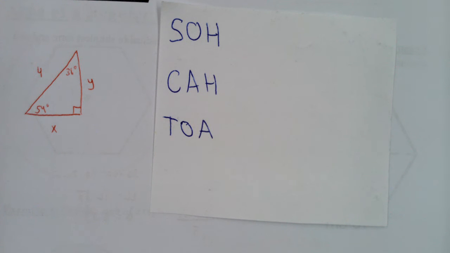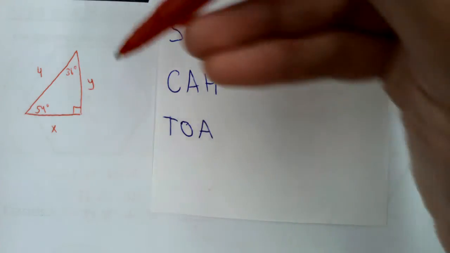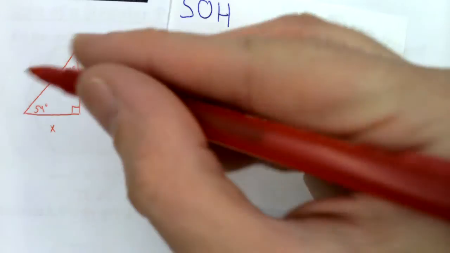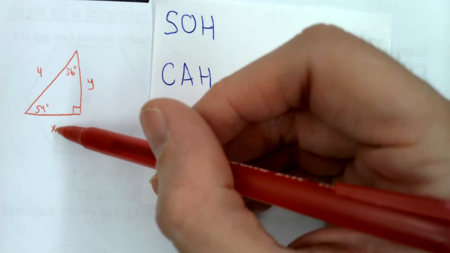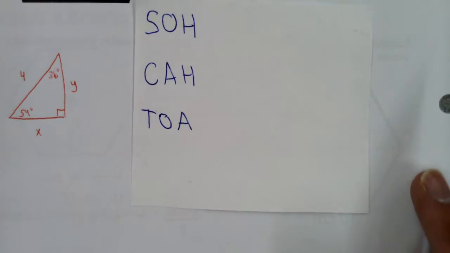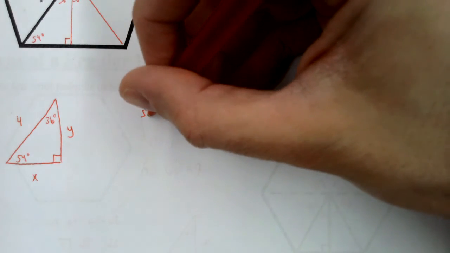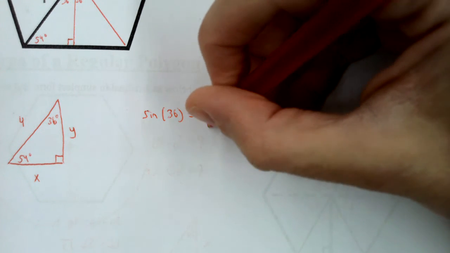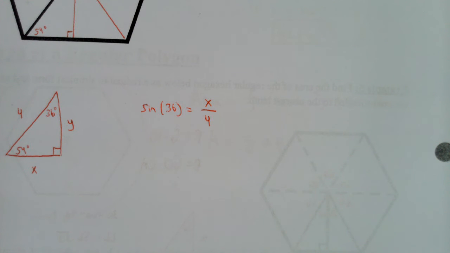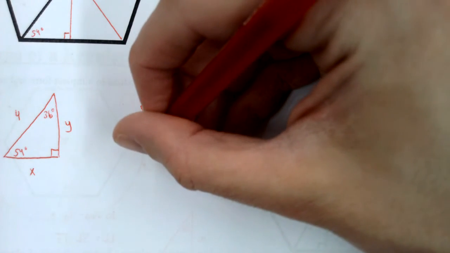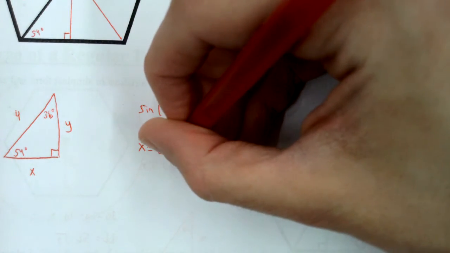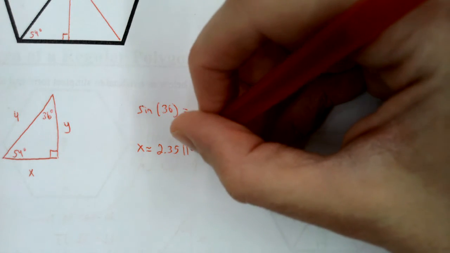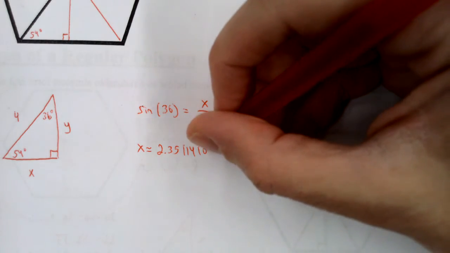So let's start with X. I'll use 36 degrees. I'm going to say sine of 36 equals opposite X over hypotenuse 4. Solve that for X by doing 4 times sine of 36 in your calculator, and that gives you X is approximately 2.35114. Write out all the decimal points for now. We'll round at the very end.